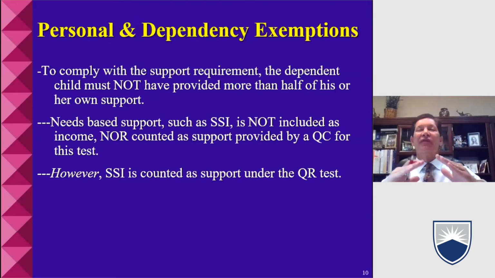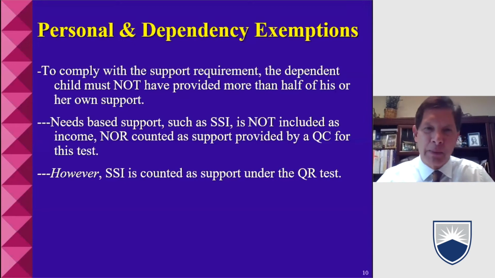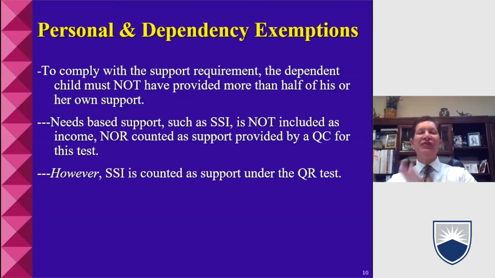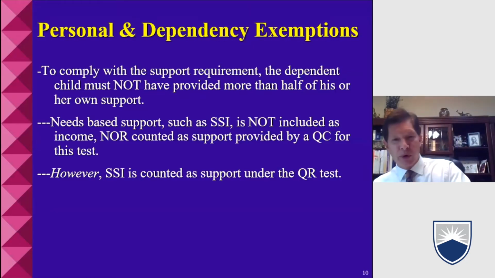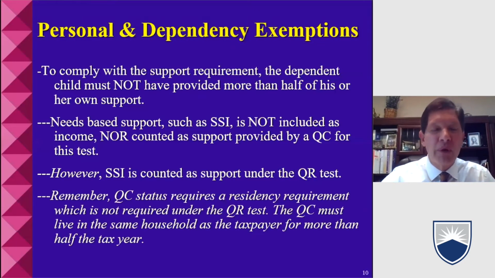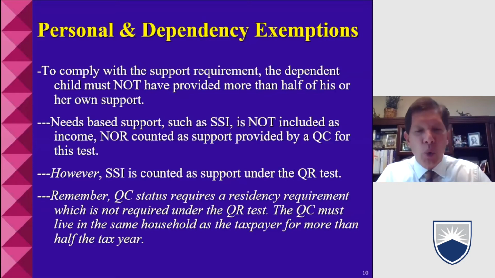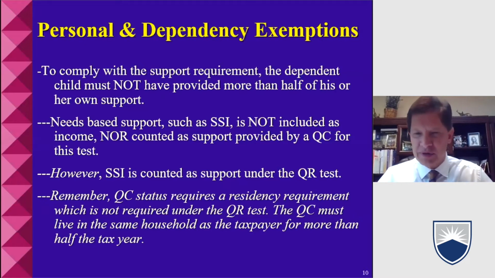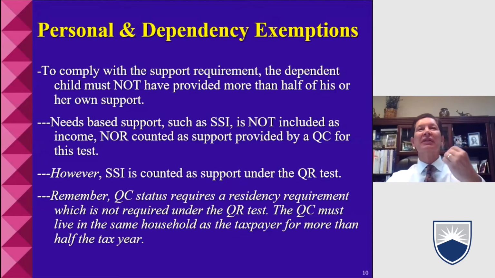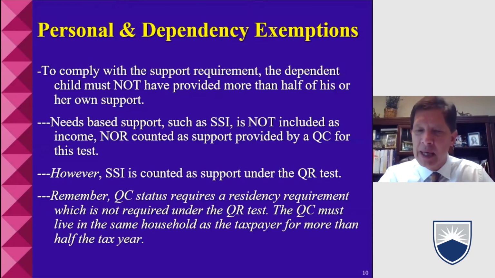Now, I want us to think about this. You've got to provide more than 50% of another individual's support in order to claim him or her as your dependent. SSI is not support for a qualifying child, but it is for a qualifying relative. So that means as a parent, you've got to provide more than $9,396 in support, substantiated support for a qualifying relative. Remember, key takeaway, qualifying child status requires a residency requirement, which is not required under the QR test. The qualifying child must live in the same household as the taxpayer for more than half the tax year.